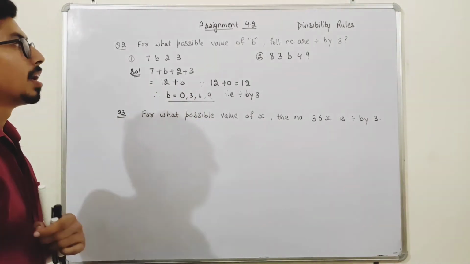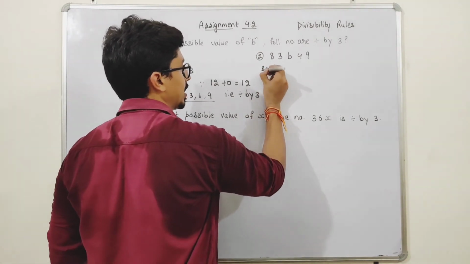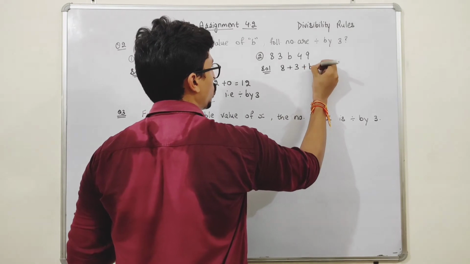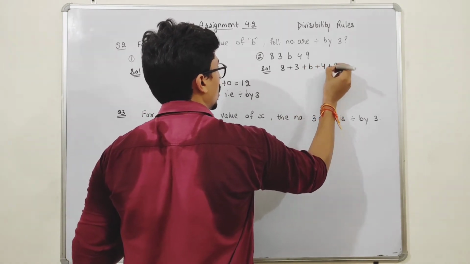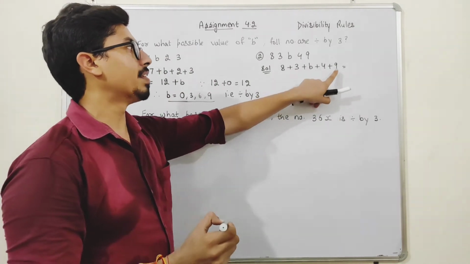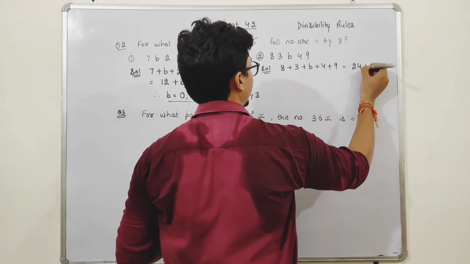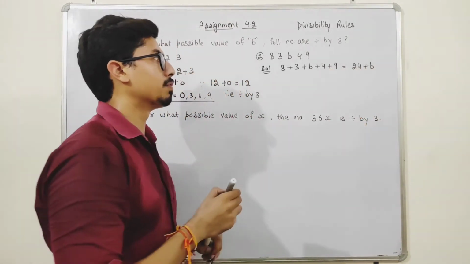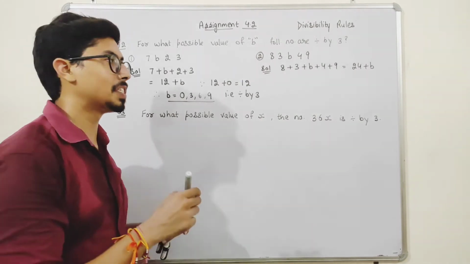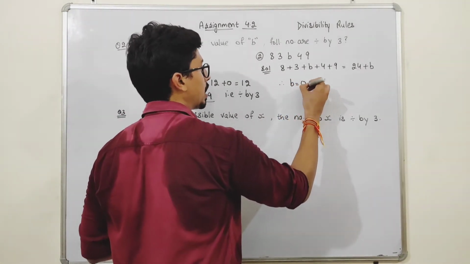Okay students, now the next number. See, if I add them, 8 plus 3 plus b plus 4 plus 9. Then 8 and 3 is 11, 11 and 9 is 20, and 4 more is 24. So that will be 24 plus b. Start from the value of 0. Yes, 24 plus 0 is 24 and that is divisible by 3. Therefore b equals 0. Yes, b can be 0.